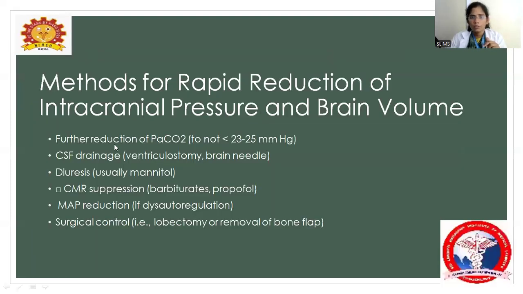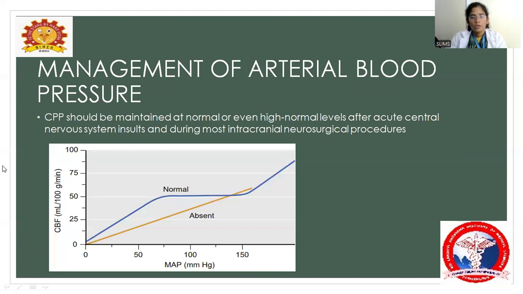Okay. So methods for rapid reduction of intracranial pressure and brain volume. So we can reduce PaCO2, but not less than 23 to 25. We can allow for CSF drainage, diuresis, cerebral metabolic rate suppression, MAP reduction, surgical control. Okay. So CPP should be maintained at normal or even high normal levels after acute central nervous system insults and during most intracranial neurosurgical procedures. Okay.